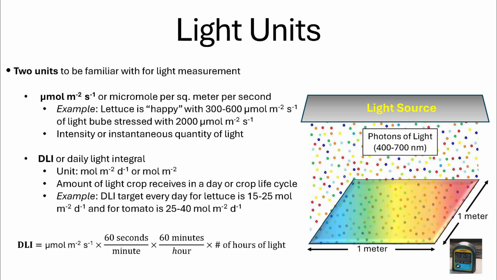But for every crop, there's a Goldilocks zone of intensity. So you can undershoot that or overshoot that and then cause problems, whether it's a drag on efficiency or stress on the plants.